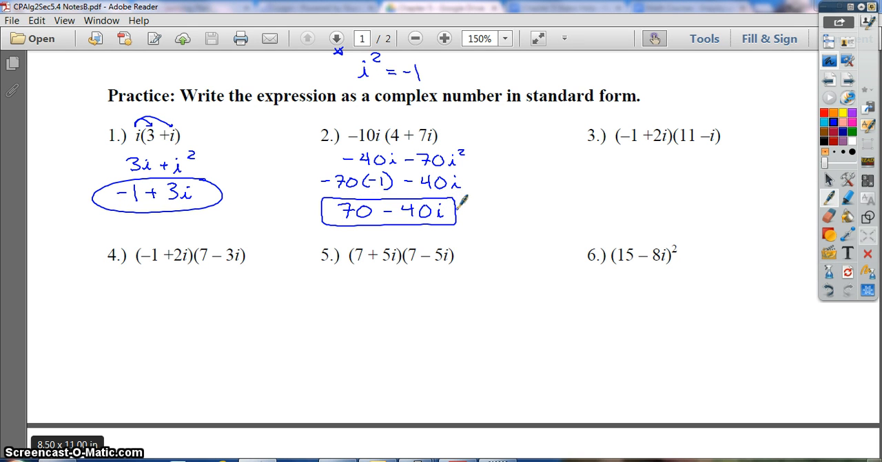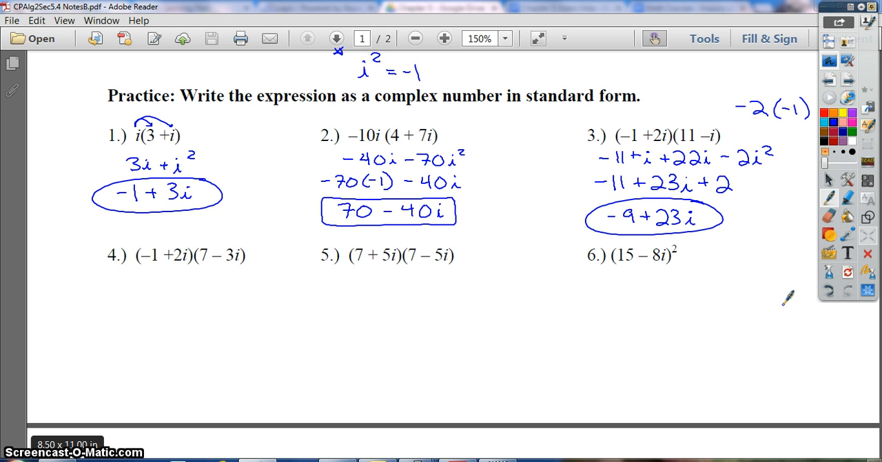Looking at number 3, I'm going to go ahead and FOIL this. So we got negative 11 plus 1i plus 22i minus 2i squared. So all I did there was FOIL. Make sure I didn't mix anything up. Yep, and 22i and negative 2i squared. Okay, so I'm going to combine like terms. We got negative 11 plus 23i, and this is now going to be plus 2. So remember, this is negative 2 times negative 1, since i squared is negative 1. So that gives me that positive 2. So this will give me negative 9 plus 23i.